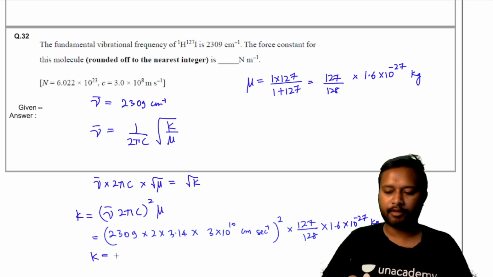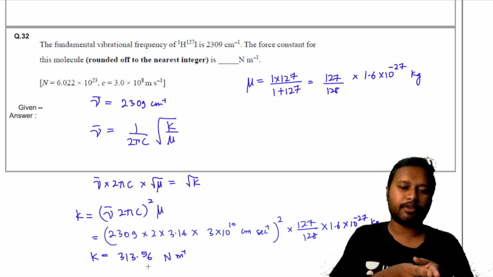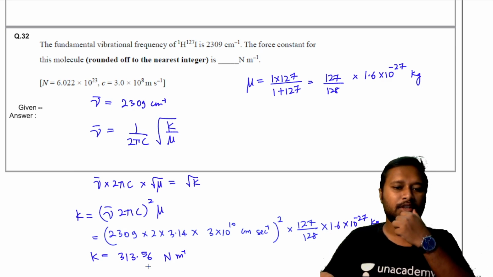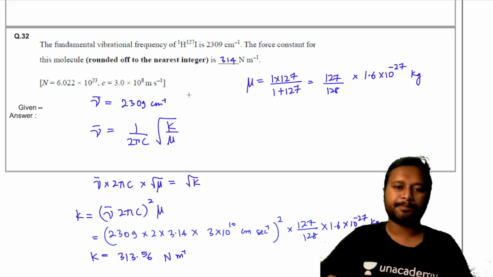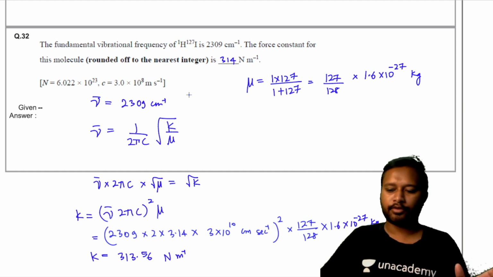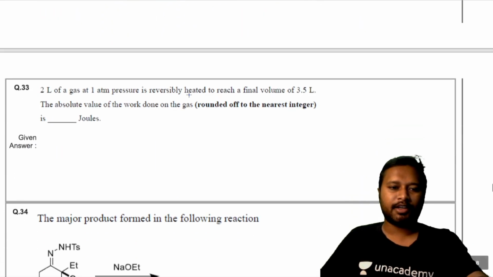The value of k will be 313.56 Newton per meter. This is the value of k which you will get. Since it was asked up to the nearest integer, 314 should be the answer. That should be the answer for this question. All right, let's go for the next one.